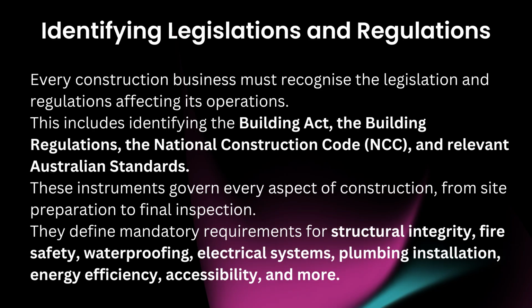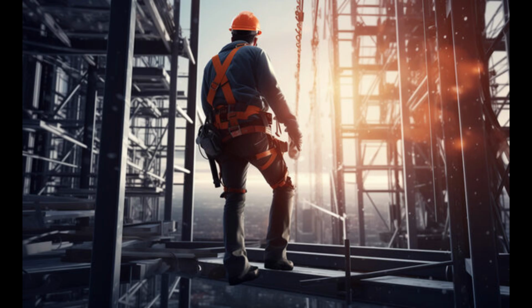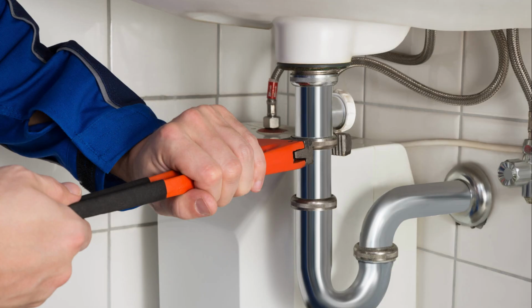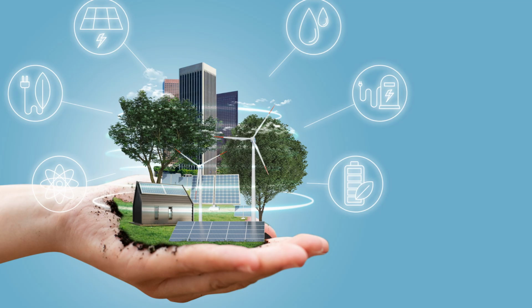Identifying legislations and regulations. Every construction business must recognize the legislation and regulations affecting its operations. This includes identifying the Building Act, the Building Regulations, the National Construction Code, NCC, and relevant Australian standards. These instruments govern every aspect of construction, from site preparation to final inspection. They define mandatory requirements for structural integrity, fire safety, waterproofing, electrical systems, plumbing installation, energy efficiency, accessibility, and more.